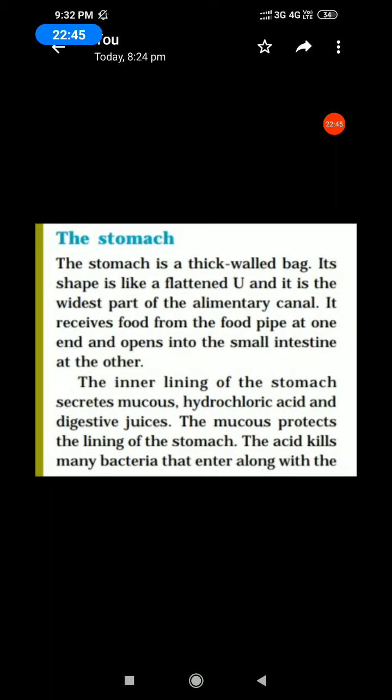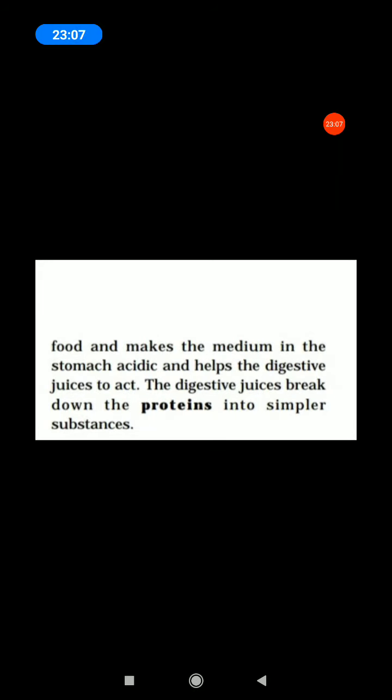The inner lining of the stomach secretes mucus, hydrochloric acid and digestive juices. The mucus protects the lining of the stomach. The acid kills many bacteria that enter along with the food and makes the medium in the stomach acidic, which helps the digestive juices to act. The digestive juices break down the proteins into simpler substances.